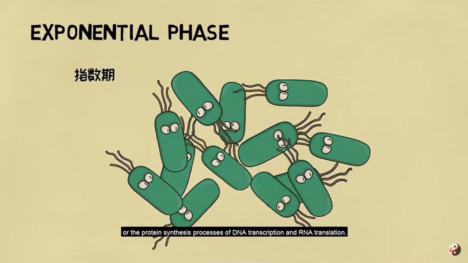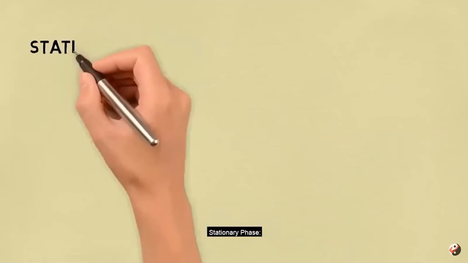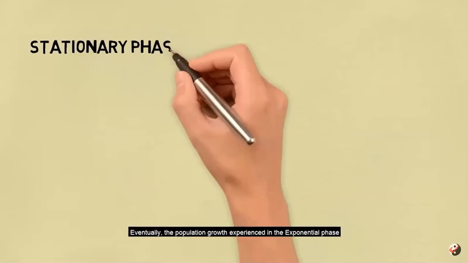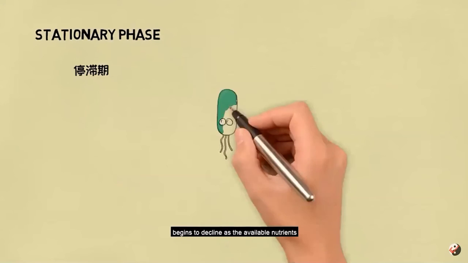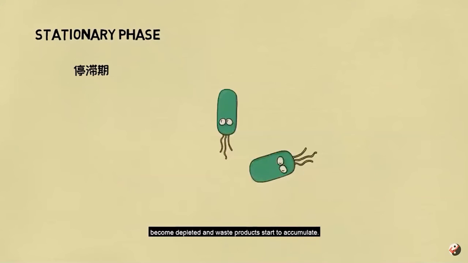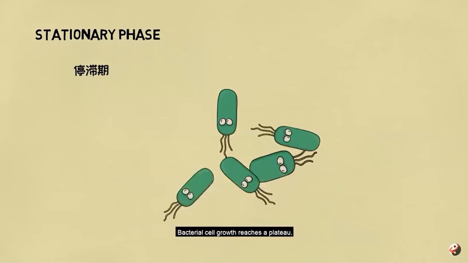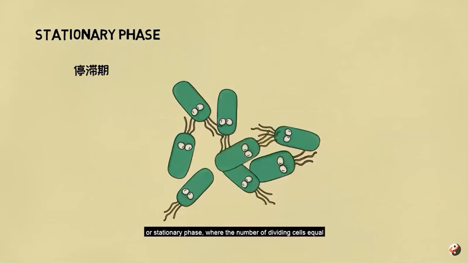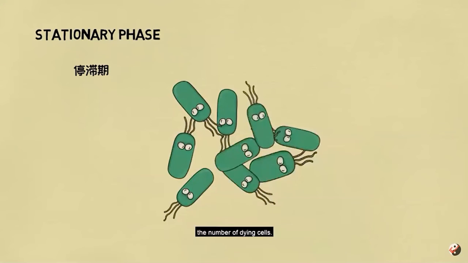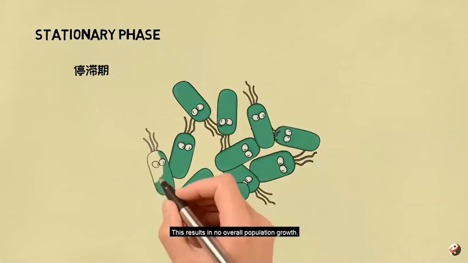Stationary phase. Eventually, the population growth experienced in the exponential phase begins to decline as the available nutrients become depleted and waste products start to accumulate. Bacterial cell growth reaches a plateau, or stationary phase, where the number of dividing cells equal the number of dying cells. This results in no overall population growth.